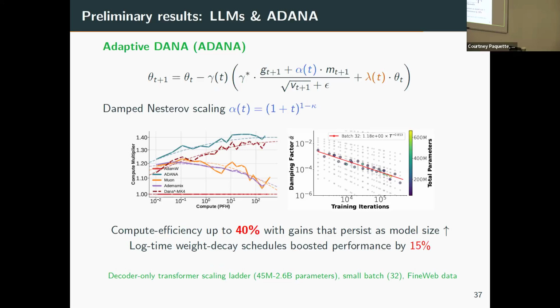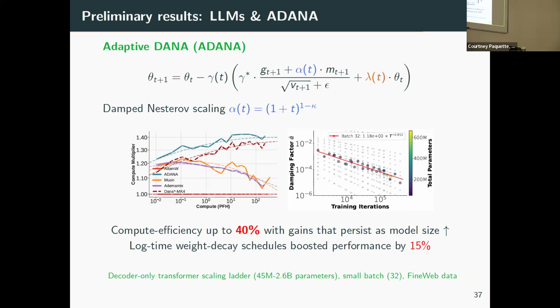We did this on a transformer scaling model. What we showed is that there is a kappa, roughly 0.85. Why 0.85? Don't know. Maybe it has something to do with some structure in language itself. This is on FineWeb data. We did it from 45 million to 2.6 billion parameters. We scaled it, and what we saw is that it gained a compute efficiency of 40% over the AdamW baseline. So you got 40% savings just by literally choosing this much better.